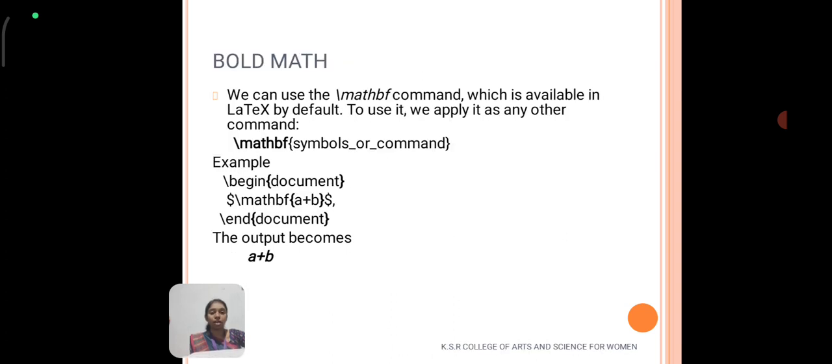We can use the \mathbf command, which is available in LaTeX by default. For example, \mathbf and the mathematical formula. The command \mathbf can be used in math mode to obtain bold letters, numbers and upper Greek letters. Letters are set in the bold italic font. For example, \begin{document} within the dollar symbol \mathbf{a+b} and \end{document}, the output becomes bold letters of a plus b.